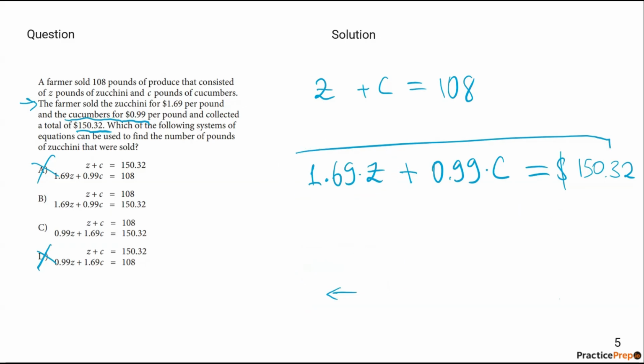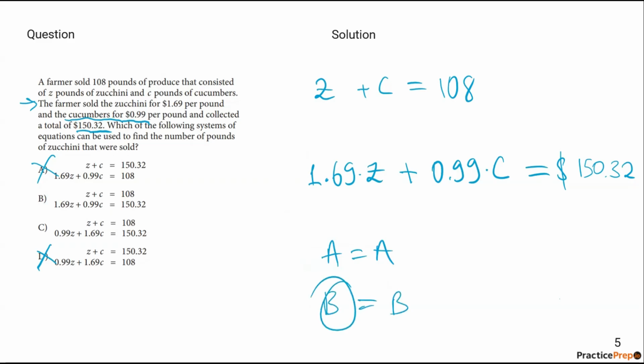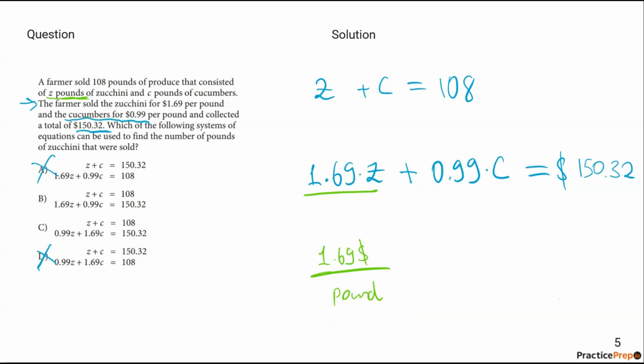Well, let's take a look. Let's make a comparison. In the end, an equation has to have something like apple is equal to apple, or banana is equal to banana. Whatever's on the left side must be equal to whatever's on the right side. So let's take a look at the units. Are they equal? He's selling for $1.69 a pound, right? So $1.69 per pound of zucchini. And we multiplied by pounds of zucchini because Z represents pounds of zucchini. So multiplied by Z pounds.